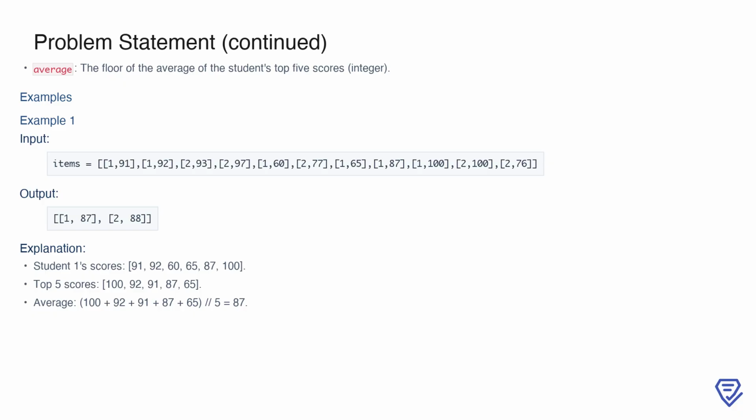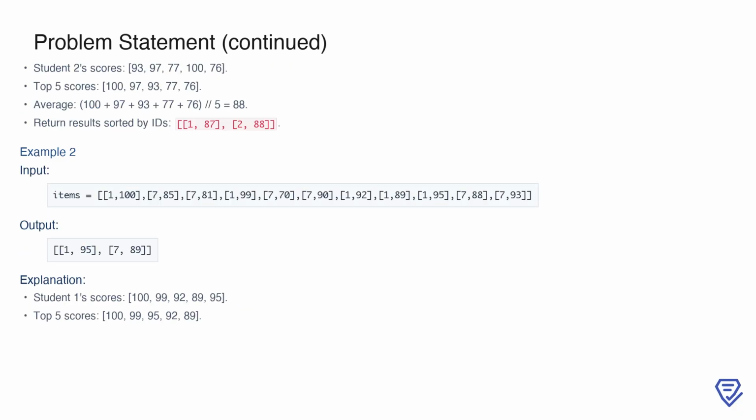Similarly, for student 2, their scores are 93, 97, 77, 100, 76. The top 5 scores for student 2 are 100, 97, 93, 77, 76, and the average of these scores is 100 plus 97 plus 93 plus 77 plus 76, //5, which equals 88. Finally, we return the results as a list of pairs, sorted by the student IDs: [1, 87], [2, 88].